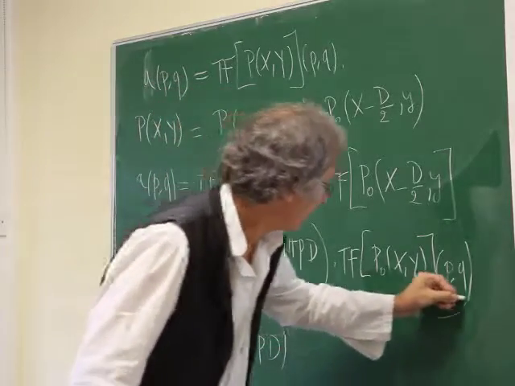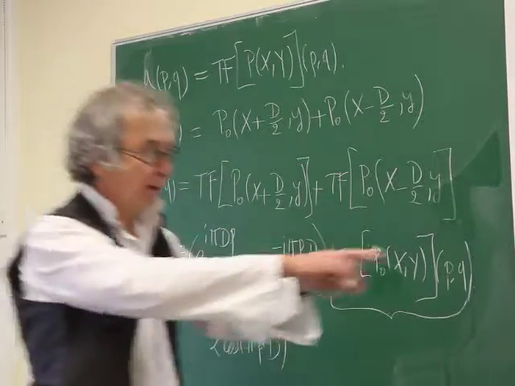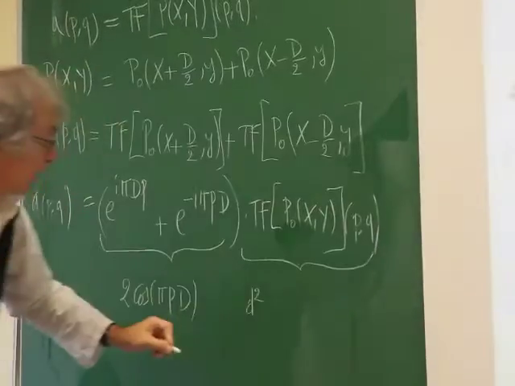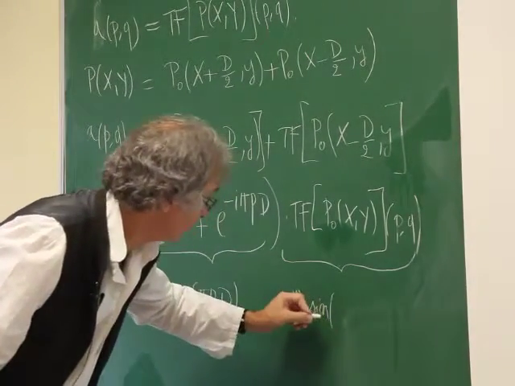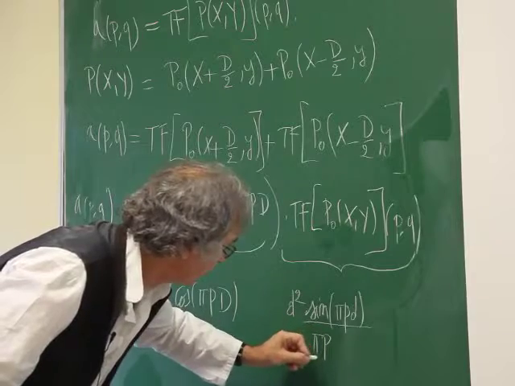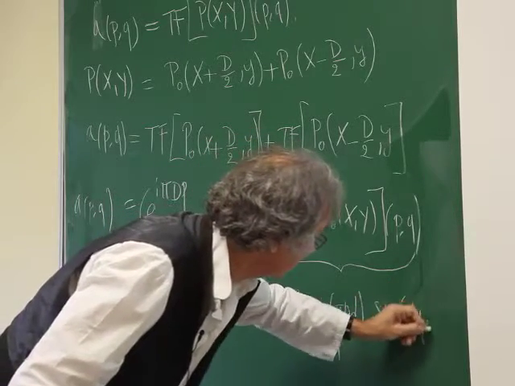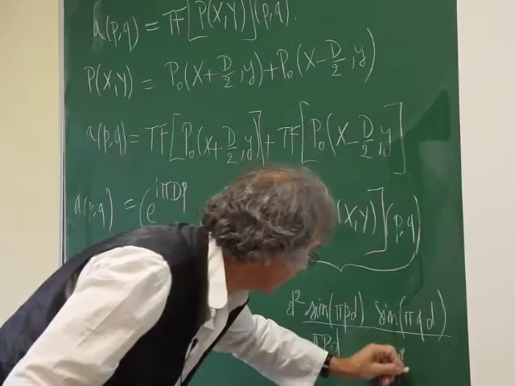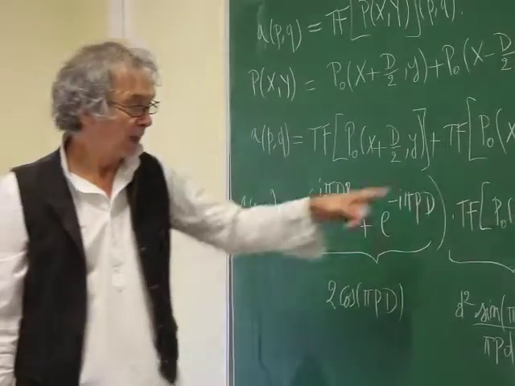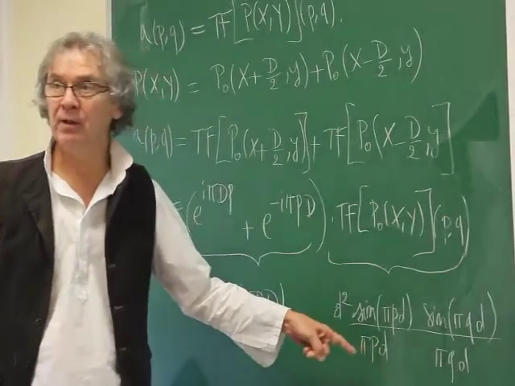And now here I could give you an expression of that pupil if it is square. This is what we did last time. We found that it was equal to d squared times the sine of pi p small d divided by pi p d, times the sine of pi q d divided by pi q d. So this is what we established during the previous lecture, if the pupil has a square shape which has a side measuring d.